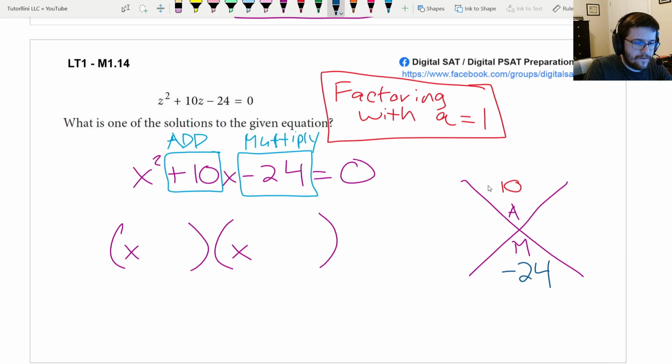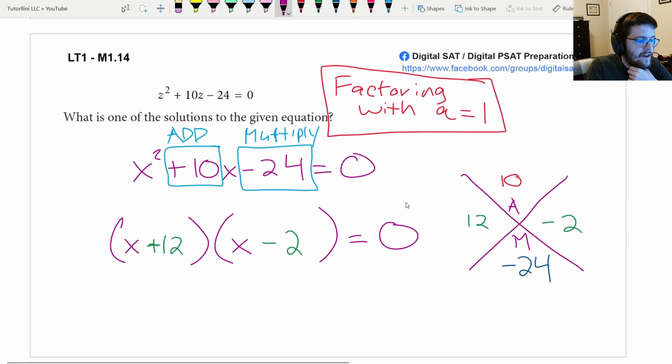So let's see. For this one, one of them's got to be positive, one of them's got to be negative. So I'm pretty sure it's 12 and negative 2. 12 times negative 2 gives me negative 24, and then 12 plus negative 2 gives me 10. So that seems right. So we're going to put plus 12 in the first one, and then minus 2 in the other one.